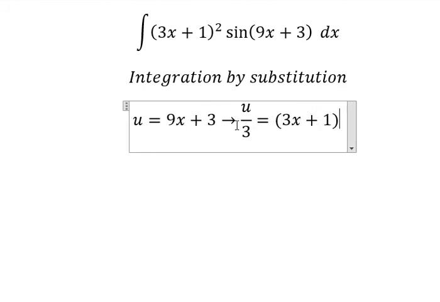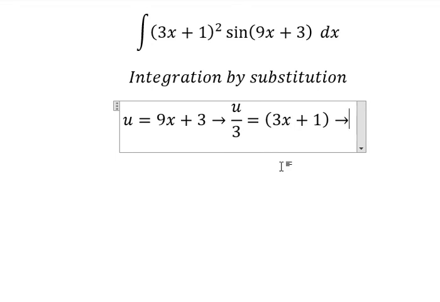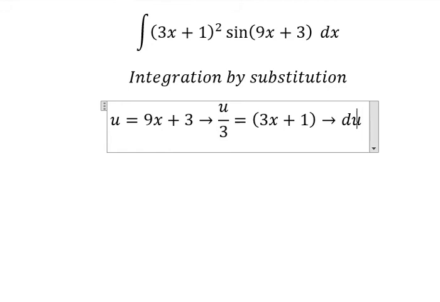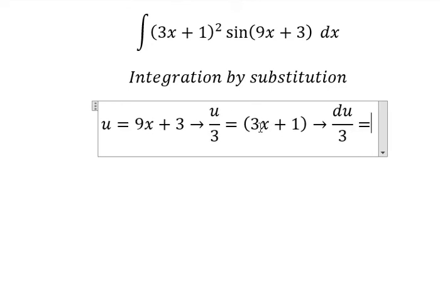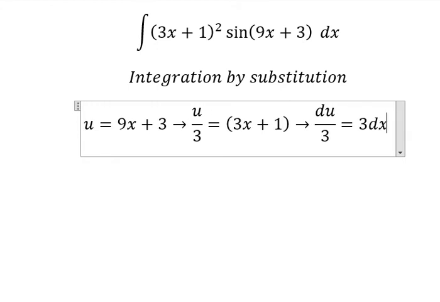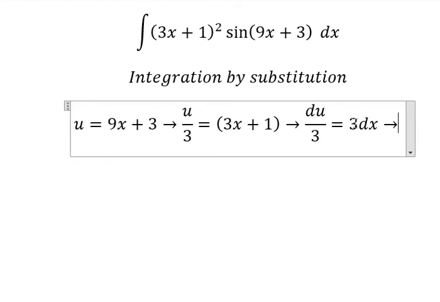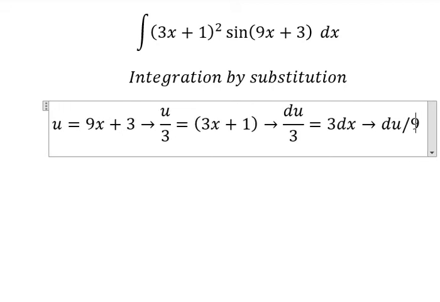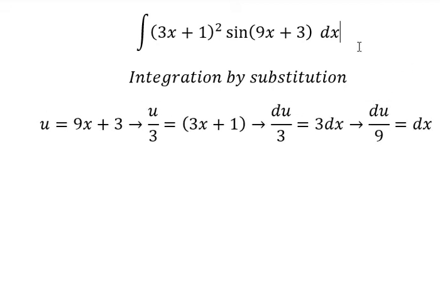Next, we need to do the first derivative for both sides. The first derivative of u, we have du over 3. The first derivative of x, we have number 1. So we have number 3. The first derivative of number 1, you get 0. So we have dx. Next, I will put number 3 over here, and we have du over 9 equals dx.